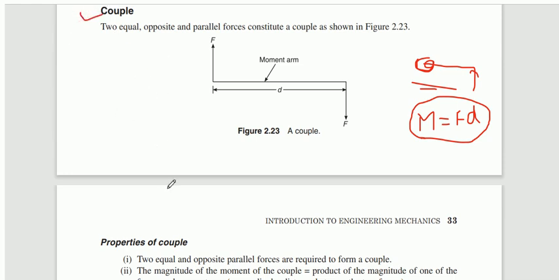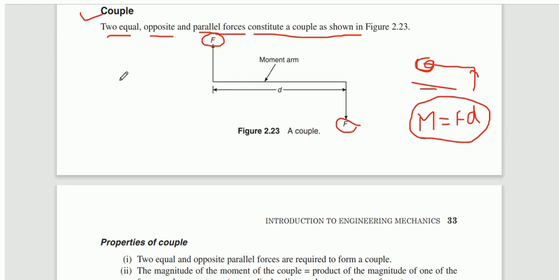So couple means what? You can observe in the figure, two forces are there, of equal magnitude. Equal magnitude means the same forces. If it is 10 kilonewton, this is also 10 kilonewton. Then only it forms the couple. Two equal, opposite and parallel forces constitute a couple here.